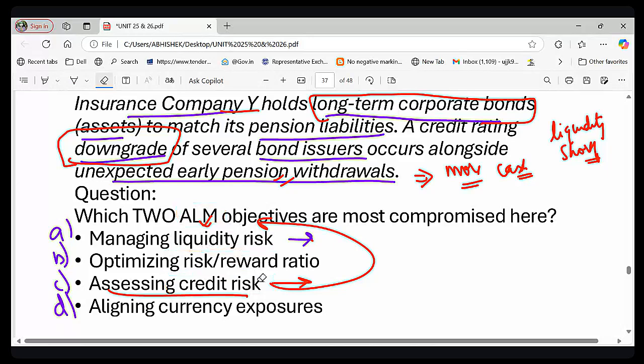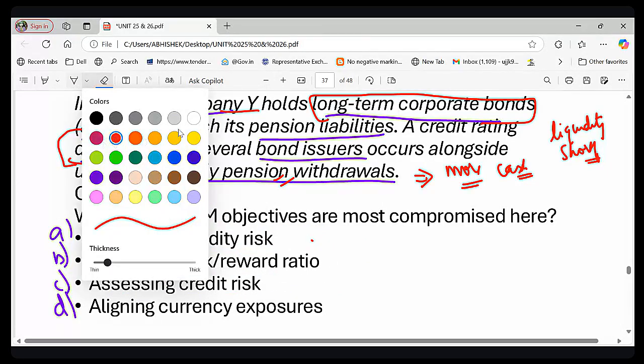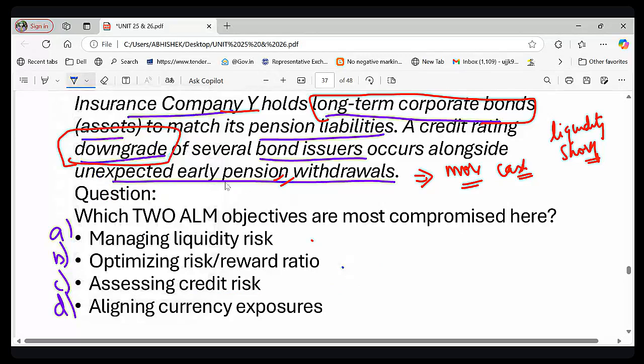Managing liquidity risk and assessing credit risk, because two things are happening here: the bond is downgrading, and there is unexpected early pension withdrawal. What about option B, optimizing risk-reward ratio? While this is indirectly affected, it is not the primary issue here. The main problem is the failure to maintain liquidity and asset quality. What about aligning currency exposure? This deals with foreign exchange risk, which is irrelevant here.